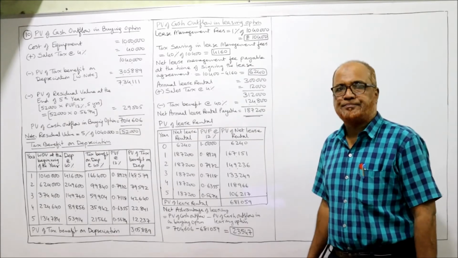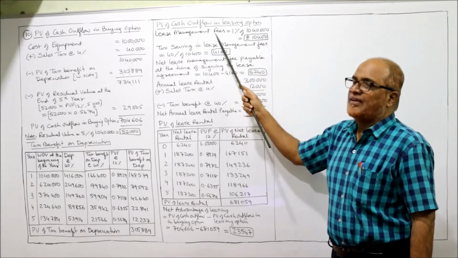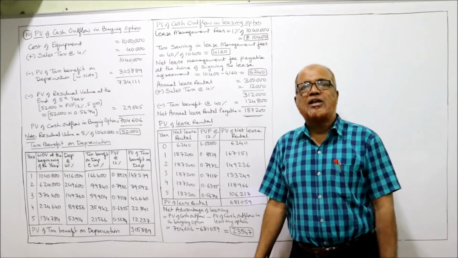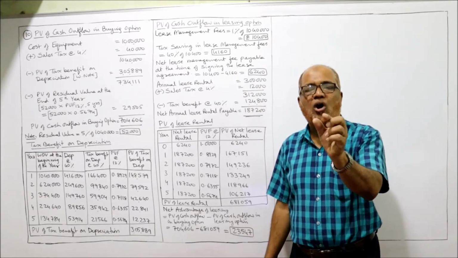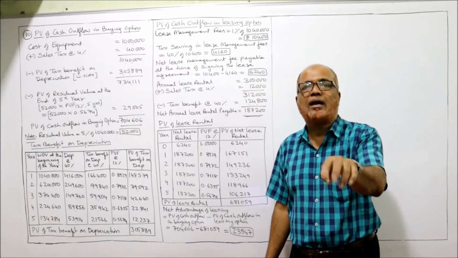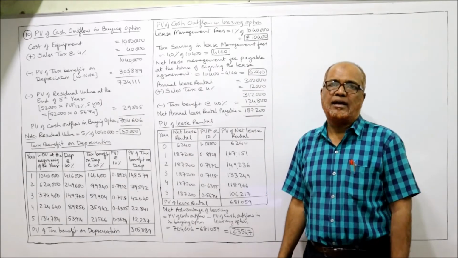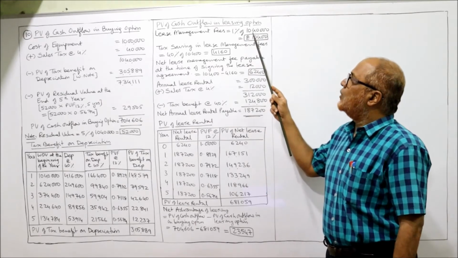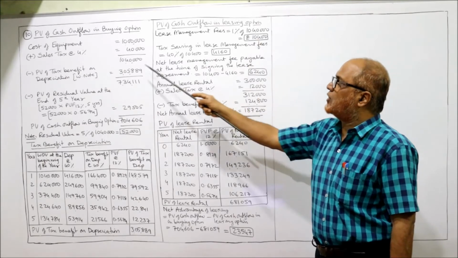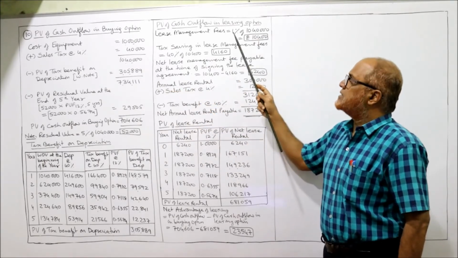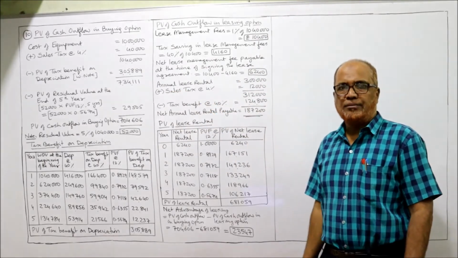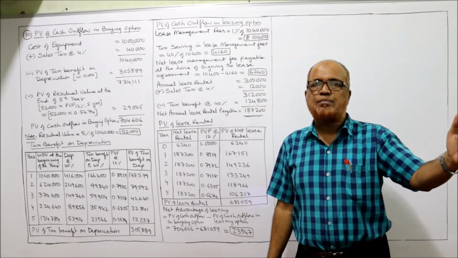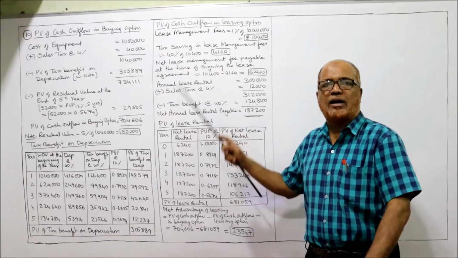In case of leasing, lease management fees. It is given in the problem. The lease management fee is 1% of the cost of the asset including sales tax. Including sales tax, the cost of the asset is 10,40,000. So 1% of 10,40,000 is 10,400. So the lease management fee payable is 10,400.